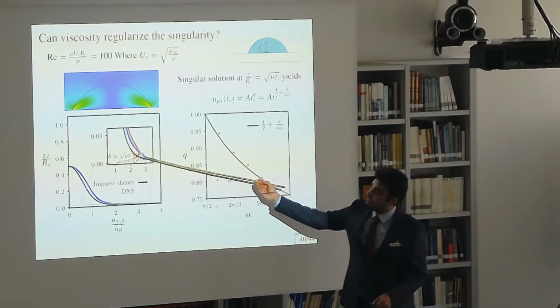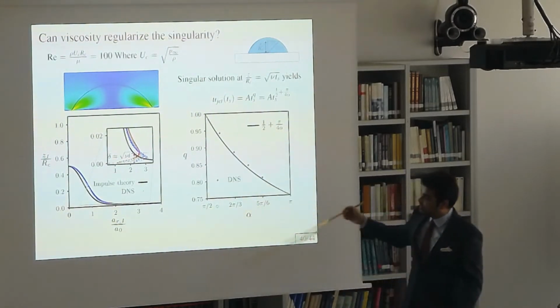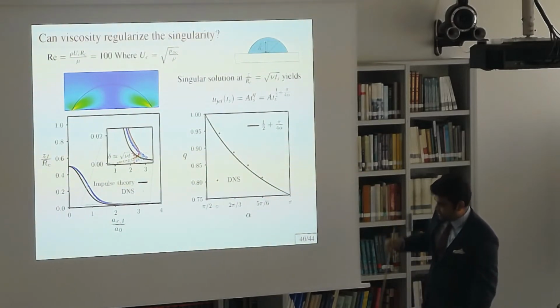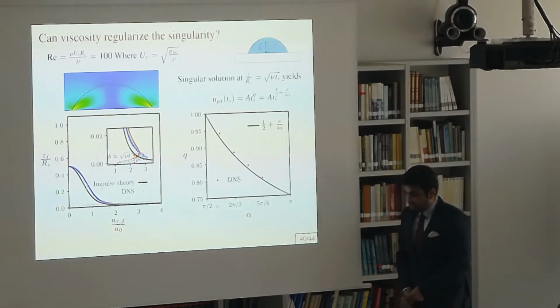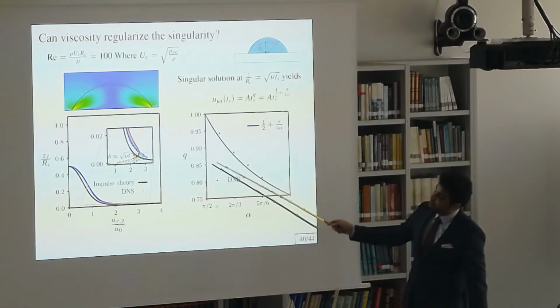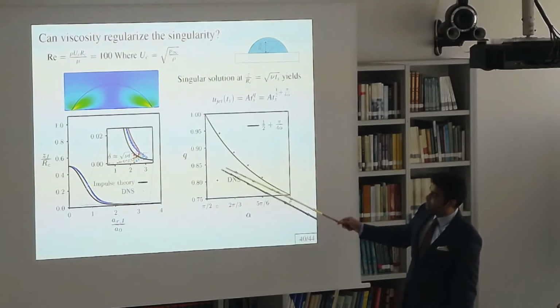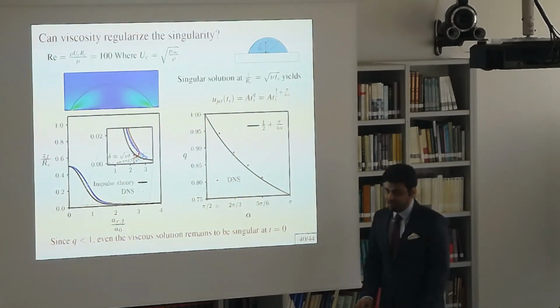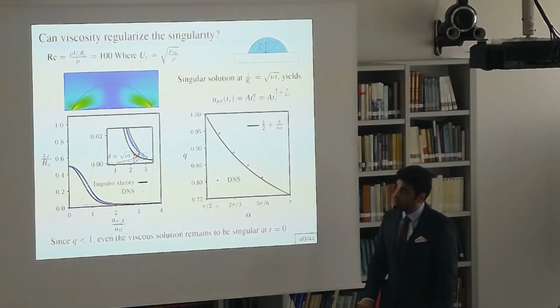And we again extract the maximum velocity from DNS and fit this exponent, and we compare the two, and we see a very good match. But the interesting thing here is that this exponent is still smaller than 1. Therefore, even the viscous solution remains singular at t equals 0.